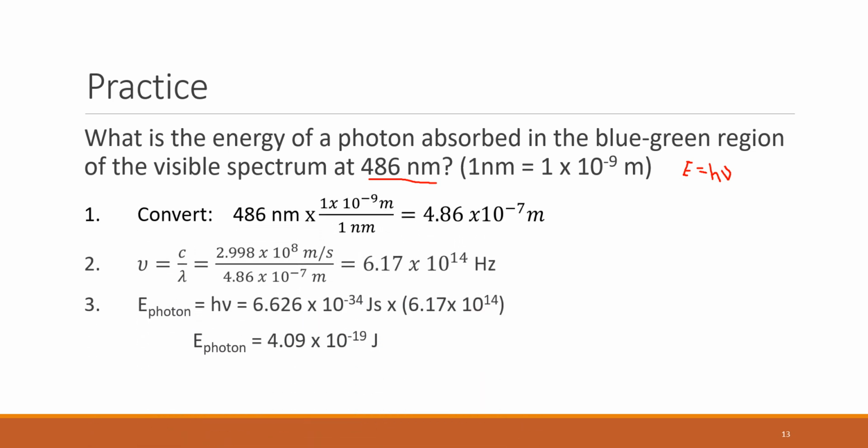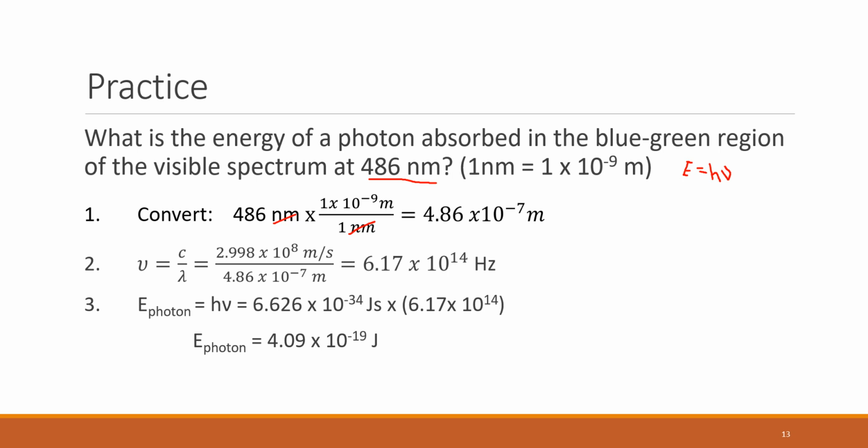So here's the layout of how we're going to go through the steps. First step, of course, is to make sure everything's in the right units before you plug them into equations. So start by converting the 486 nanometers into meters. We do that by multiplying it by 1 times 10 to the negative 9th meters. Nanometers cancel out, and we get 4.86 times 10 to the negative 7th meters.